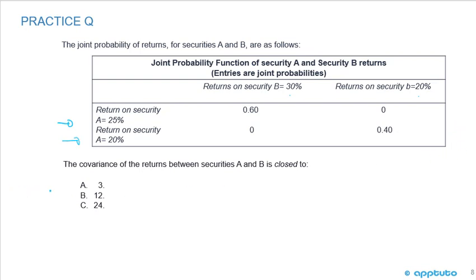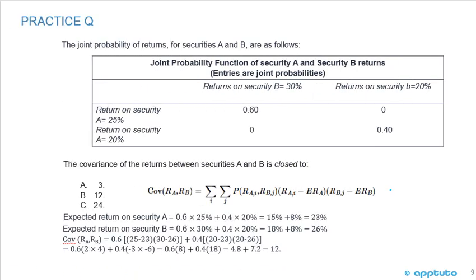So the covariance of the returns between securities A and B is closest to A, 3, B, 12, or C, 24. Okay, we're going to work through the solution here. The answer is B. And you're going to see that with a bit of practice, this type of question is not too difficult at all. So first of all, we'll start with the formula for the covariance. It's going to be the sum of the probabilities times return A minus expected return A times return B minus expected return B. So we always break these questions into a number of steps.